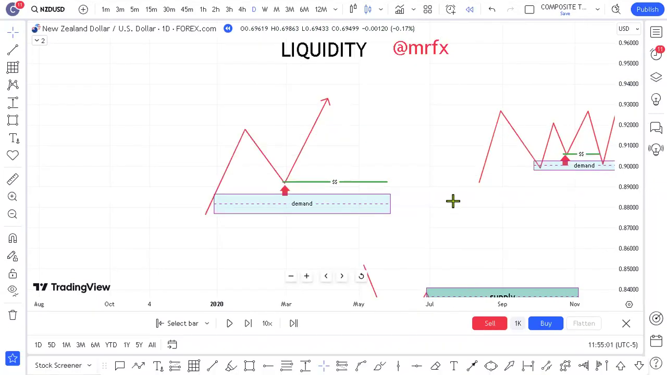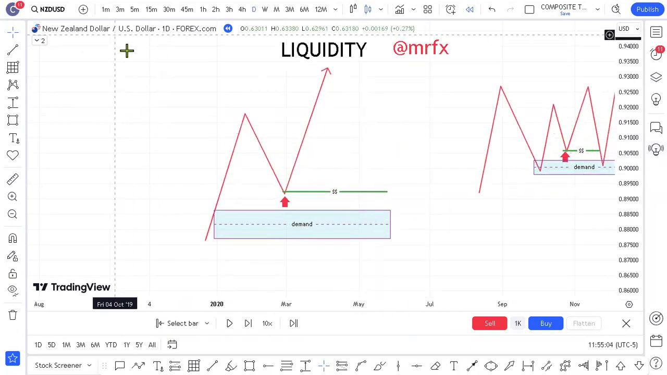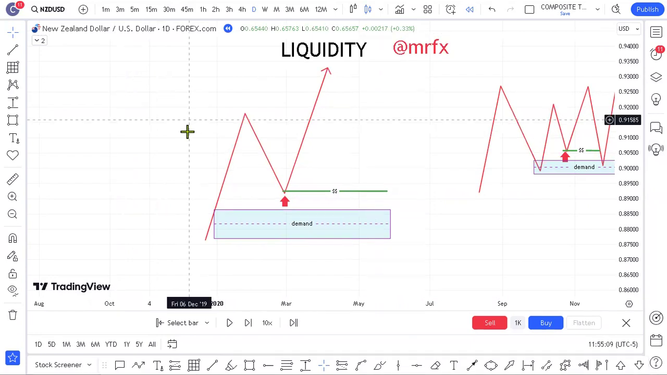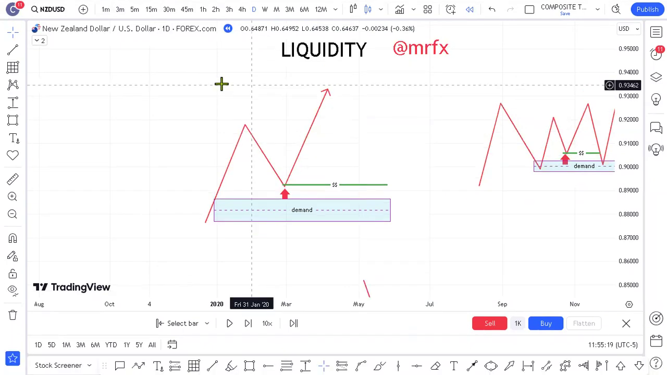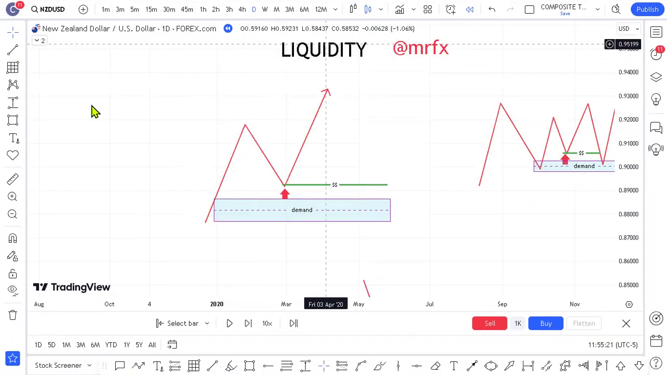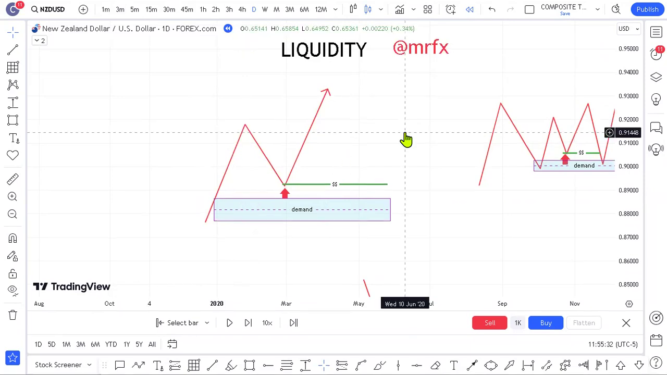So this is a form of liquidity. Liquidity is formed in many different ways, and we find that most of the time this has been a problem to be able to identify these levels, both on our charts. Even I've seen most members in the community still struggle with this. So how do you identify this level?